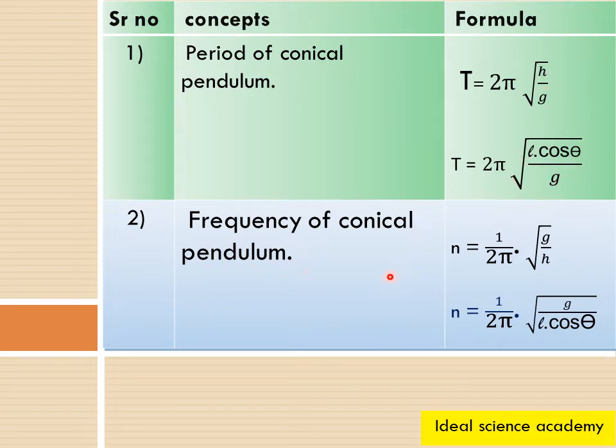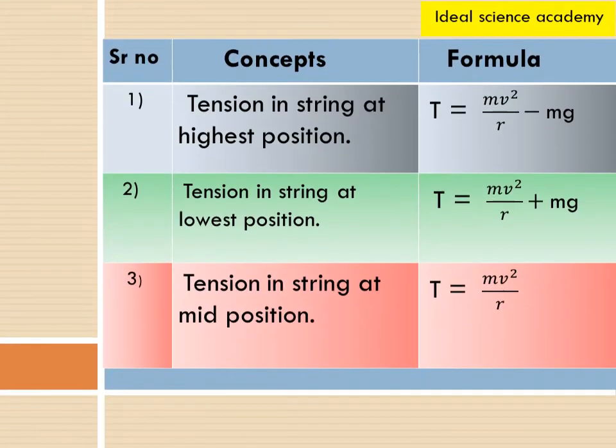Frequency of conical pendulum. Frequency is represented by letter n. So n is equal to 1 upon 2π into under root g upon h. So this is the frequency, and the second equation of frequency is n is equal to 1 upon 2π into under root g upon L cos theta. So these are the equations of frequency, and these two are the equations of period of conical pendulum. You should note this point.